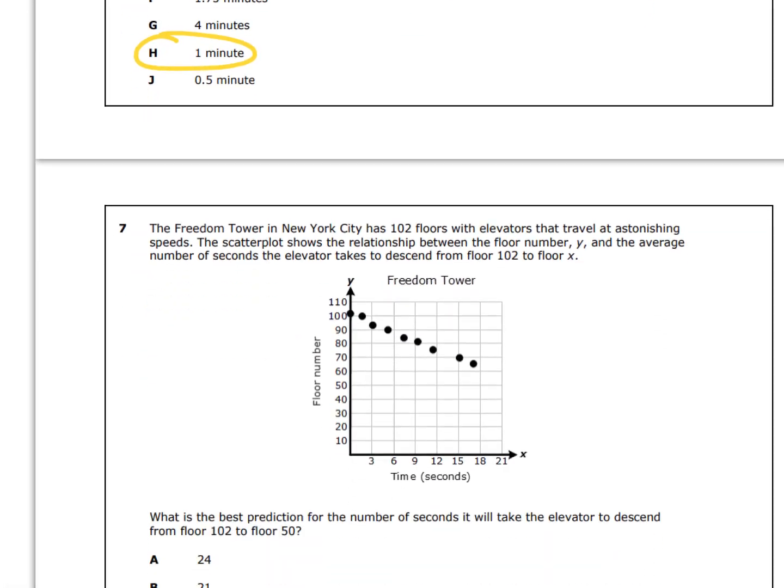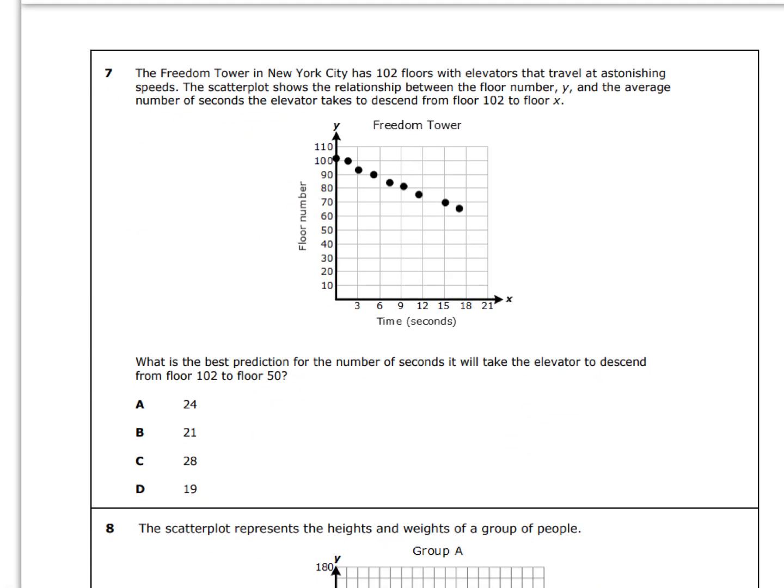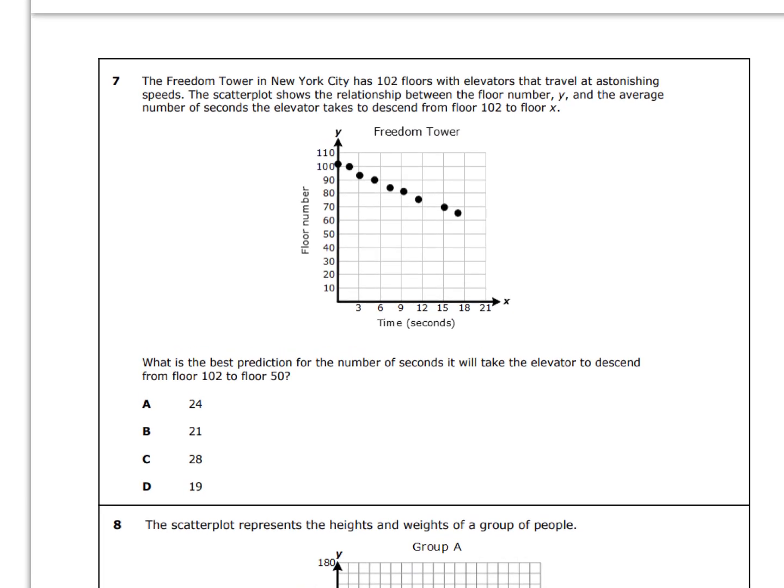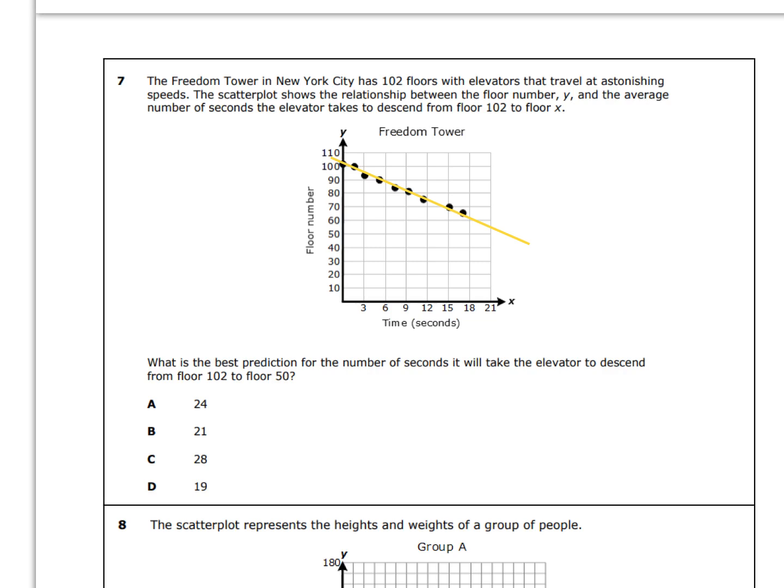Okay. Number 7, Freedom Tower, New York City has 102 floors with elevators that travel at astonishing speeds. The scatterplot shows a relationship between floor Y and the average number of seconds the elevator takes to get from 102 to that floor. So once again, first thing I'm going to do is just draw a line. I've drawn a line as best I can through the points.